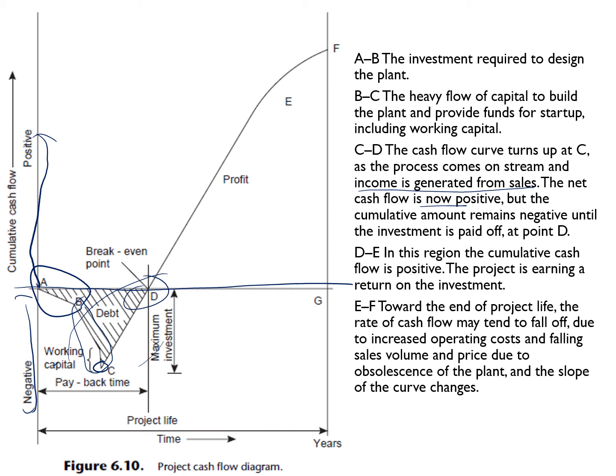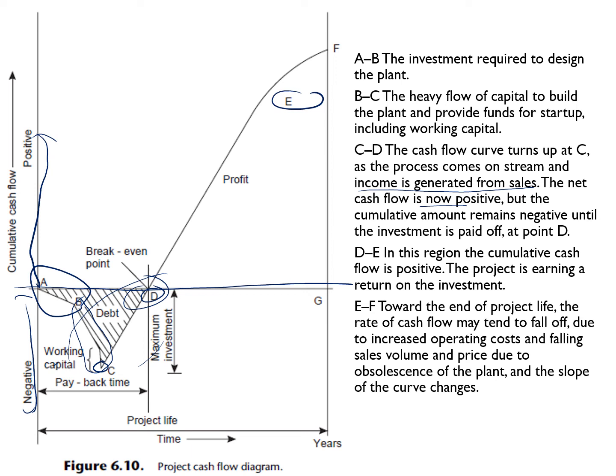So why does the cumulative amount remain negative? Because the investment is being paid off. That means we need to pay the investment first before we start to earn the profit. So from point D to E, in this region, the cumulative cash flow is positive. So the project that you've been working on is earning a return on investment. So ROI lah. From D to E, we start to gain the ROI.